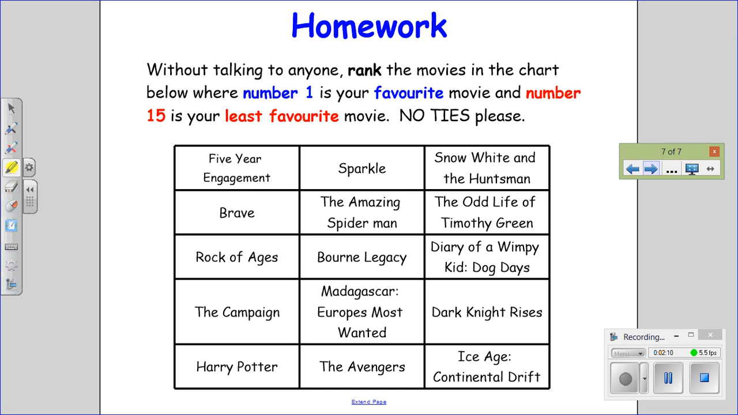What I want you to do before you come to class tomorrow is just print this page out, and I want you to, to the best of your ability, number these movie titles from favorite with a number 1 to 15 is your least favorite. Please don't have any ties. You have to make a number guess, and we're going to draw some scatter plots and decide on some relationships between your variables in class.